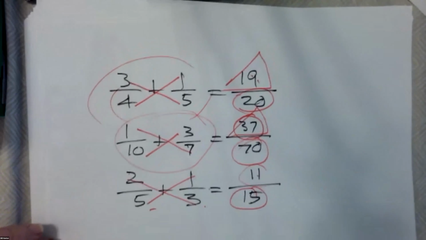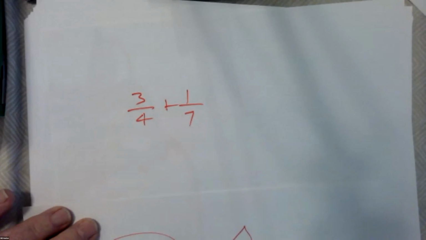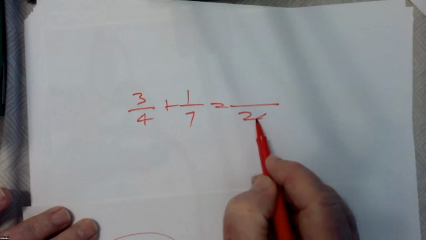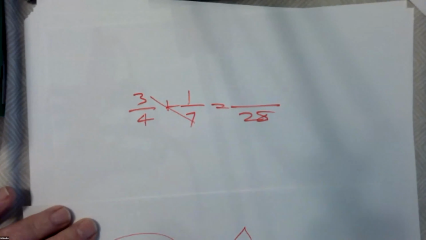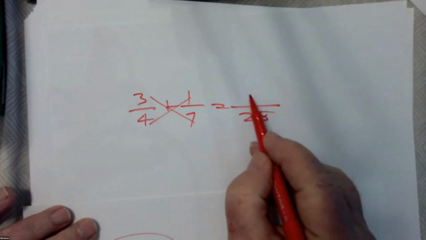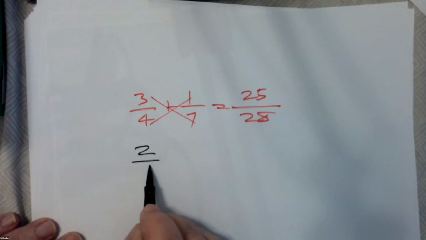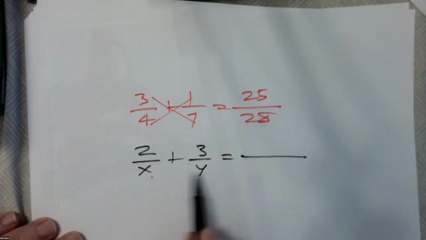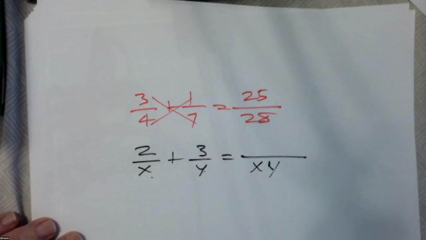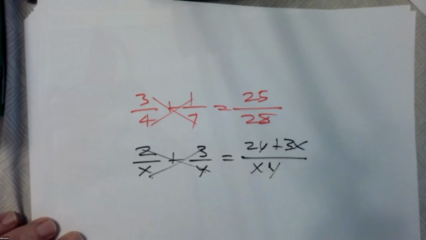So now if somebody says to me, what is 3/4 plus 1/7? I know my common denominator is 28, and then I'm going to multiply diagonally. 3 times 7 is 21. 4 times 1 is 4. 21 and 4 is 25. So what we do is we generalize that now. What if I have algebra like 2 over x plus 3 over y? Well, my common denominator is x times y. My numerator is 2y's plus 3x's.